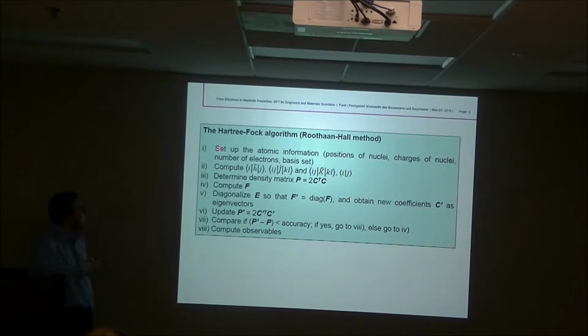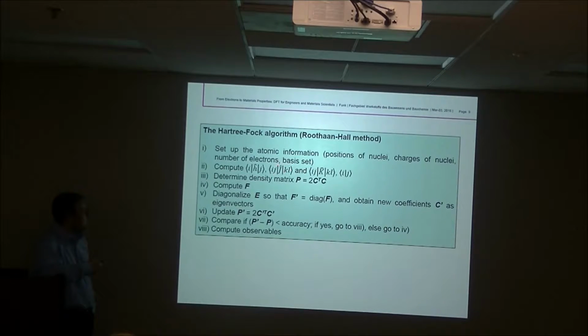A very simple algorithm. In the beginning, we need our atomic information. So where are our nuclei? What charge has each nucleus? How many electrons has the entire system? Because we may also charge our system, right? We do not need to have the number of nuclear charges equal the number of electrons. We can also work with charged systems. And the basis set, whatever this is.